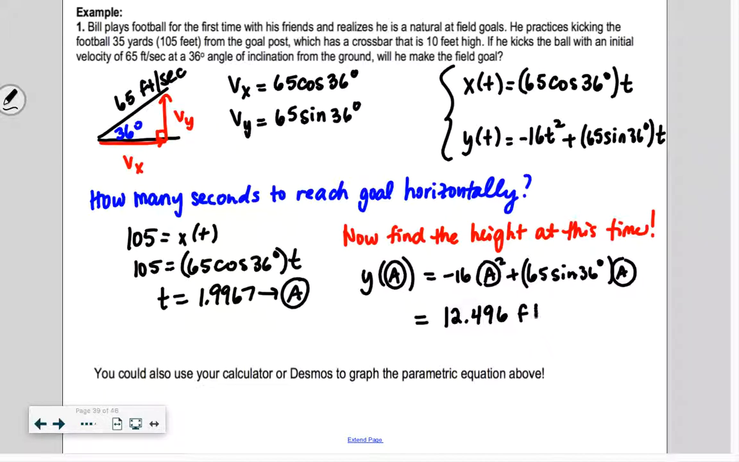12.496 feet. Did you guys get that? Did you make the field goal? Yeah.